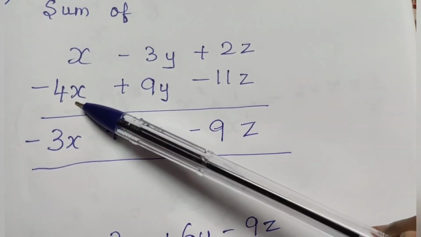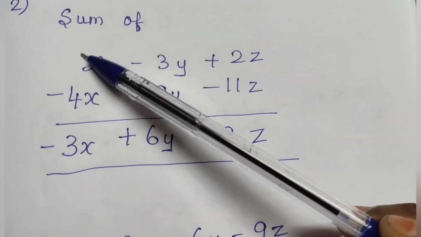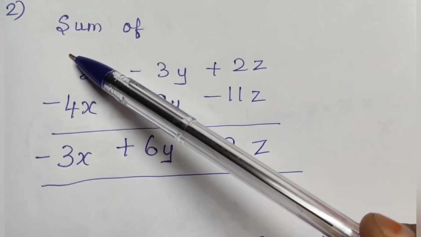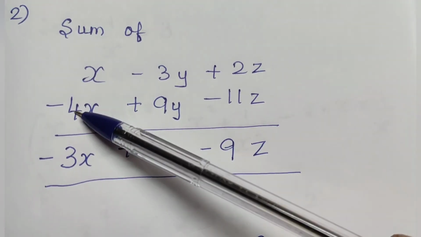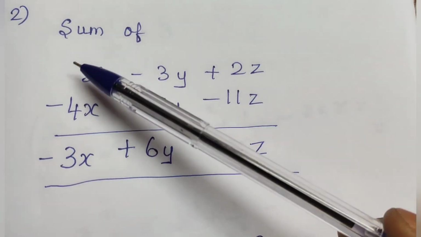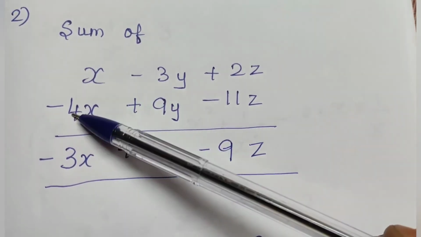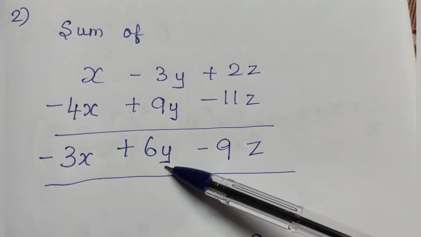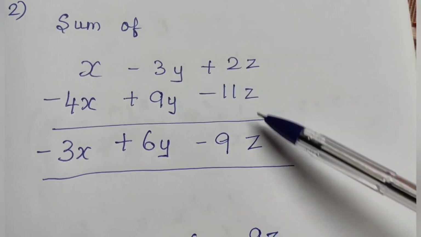x minus 4x. Again, unlike symbols, plus and minus, so we need to subtract. If nothing is given, it means here it is 1. 4 minus 1 is 3. Of the two numbers 1 and 4, 4 is greater and its symbol is minus. So minus 3x plus 6y minus 9z. We have done the sum.